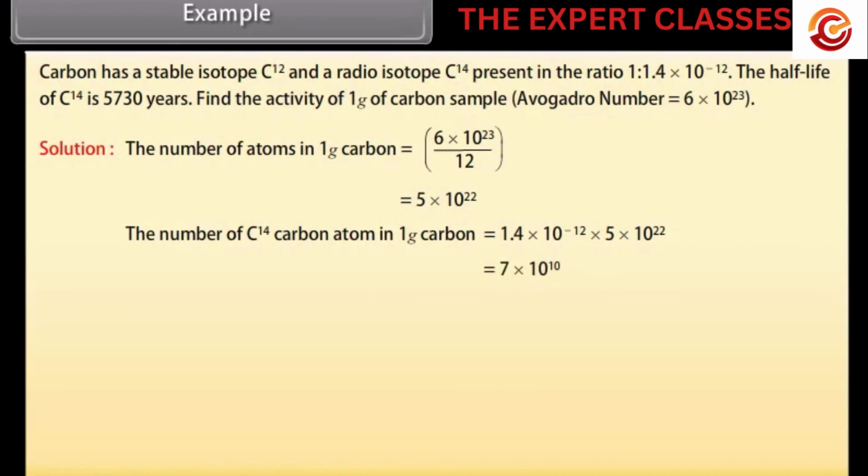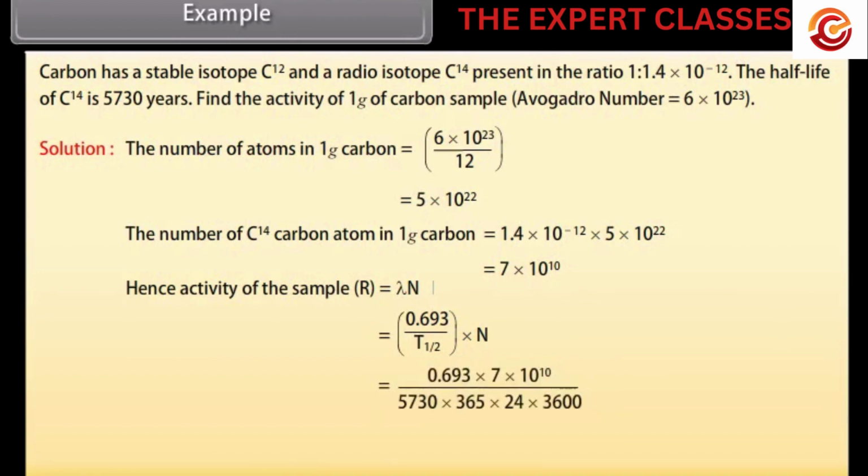Hence, the activity of the sample R is equal to λN, which is equal to 0.693 divided by t½ into N, which is equal to 0.693 × 7 × 10^10 divided by (5,730 × 365 × 24 × 3,600), which is equal to 0.26 per second per gram. Approximately 16 per minute per gram.